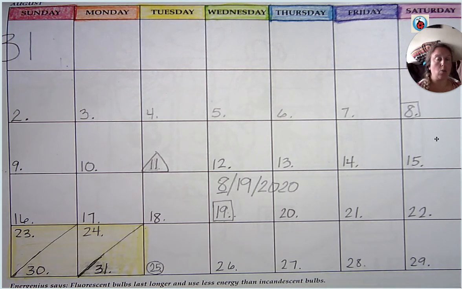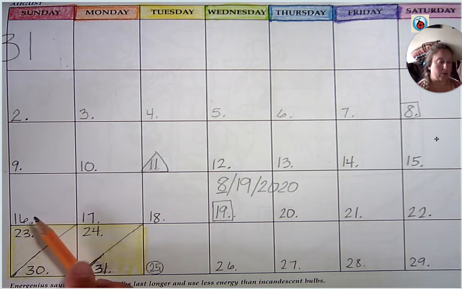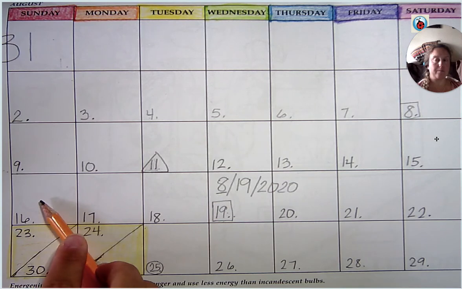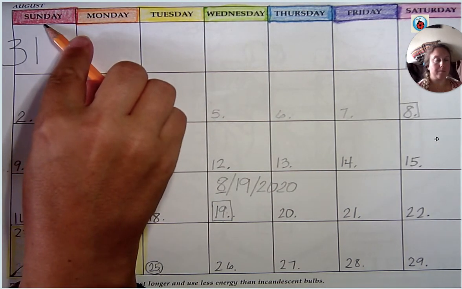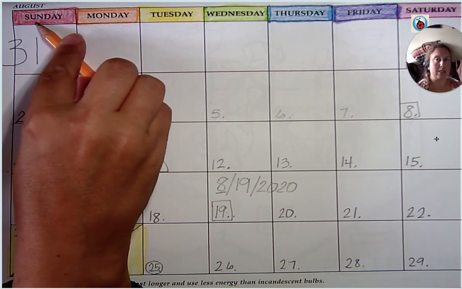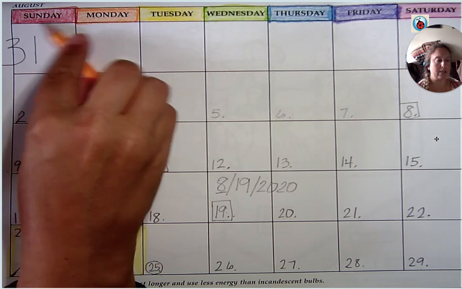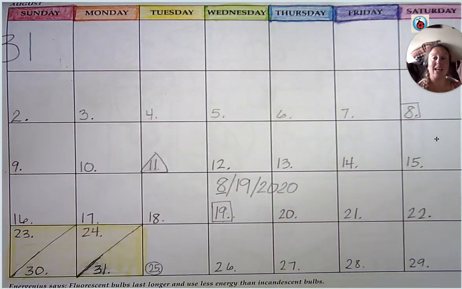What day of the week was the 16th of August? Here's the 16th. Go all the way up. Sunday. Sunday was the 16th. All right. Next one. Tell me what number was on the third Monday of this month.